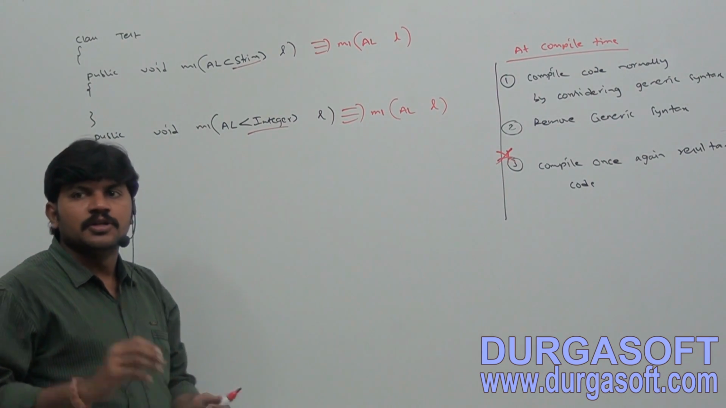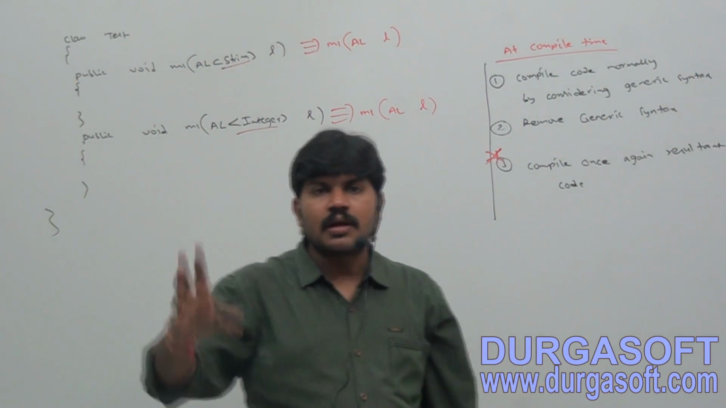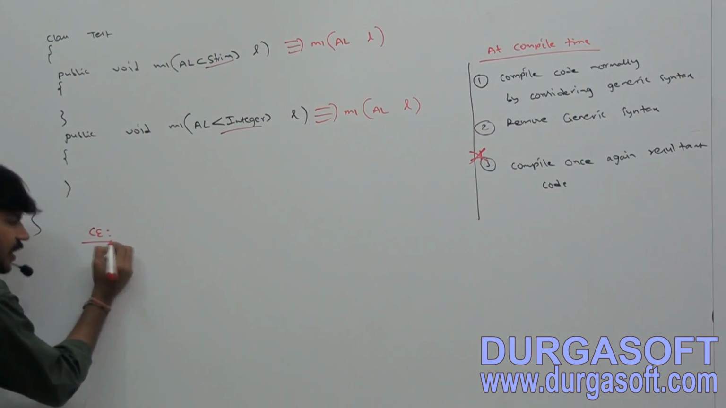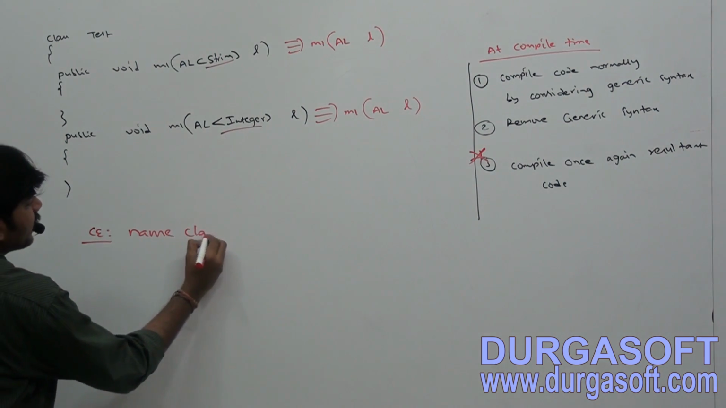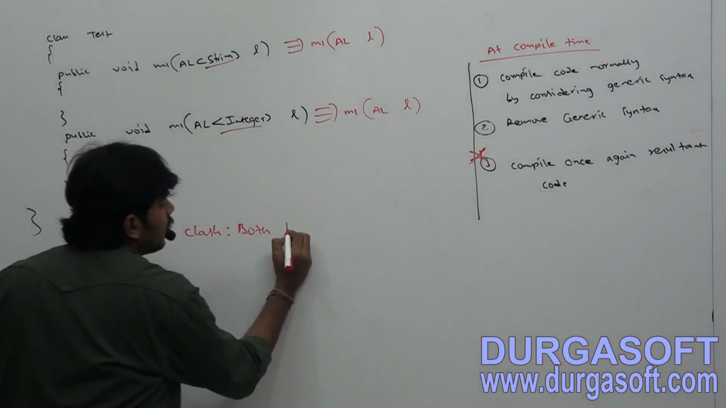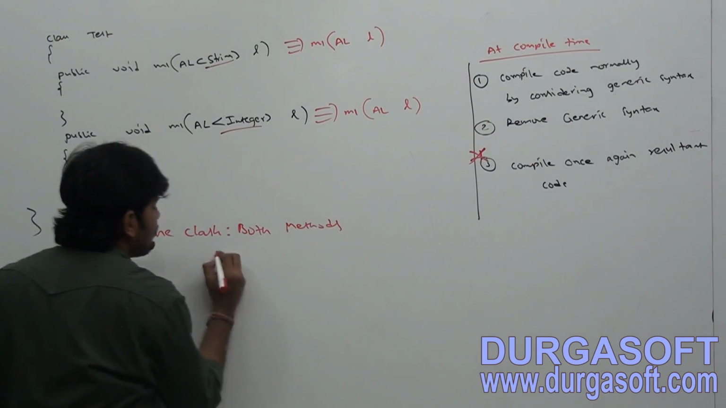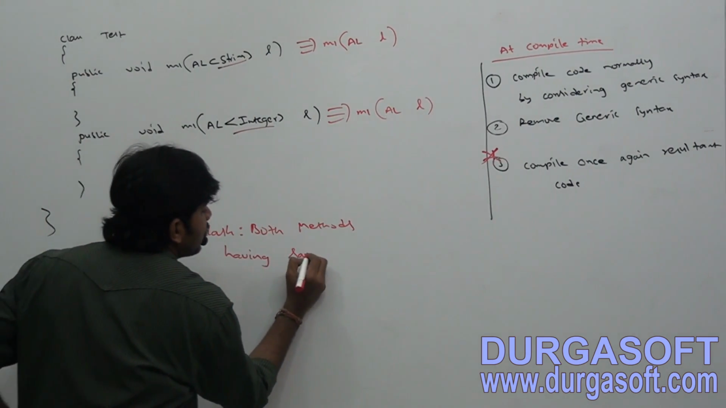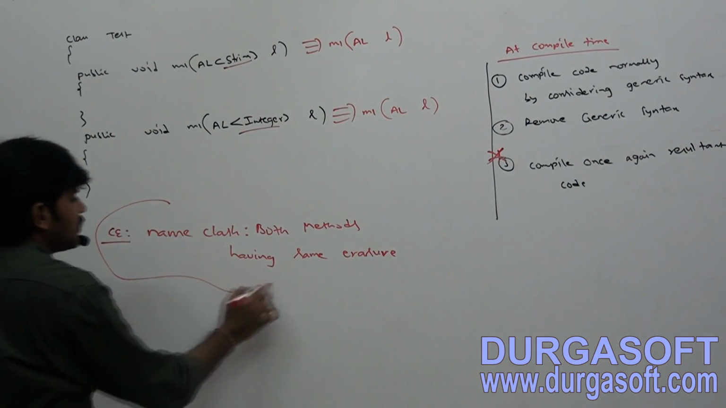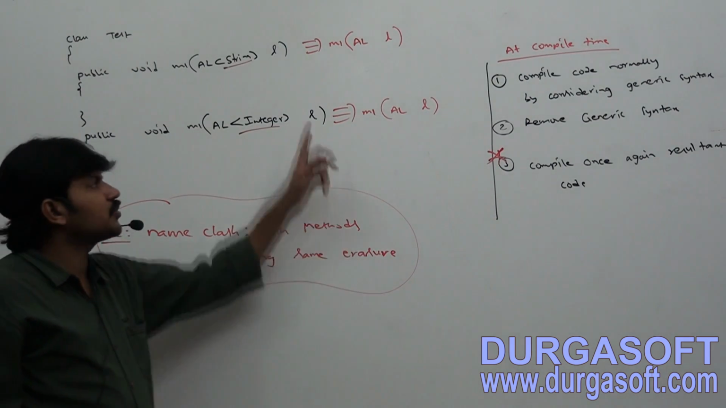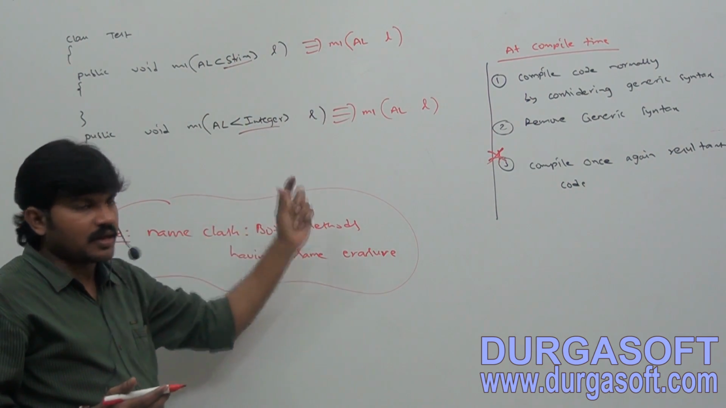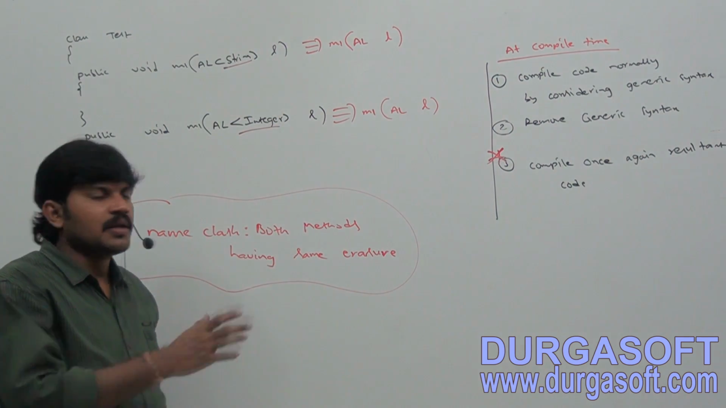Are you getting a clear indication? The generic concept is applicable only at compile time but not at runtime. It is also one example. So now the compile time error says name clash. Name clash, both the methods having the same erasure. Sir, immediately you must ask, what is the erasure? Erasure is the method signature without generic syntax. After removing generic syntax, the resultant is called erasure, right? So both methods having the same erasure, we will get a compile time error.